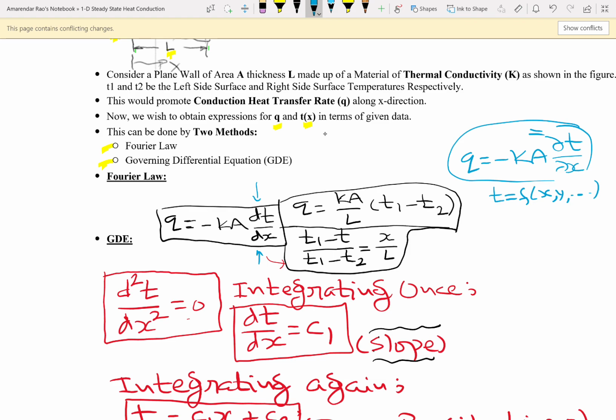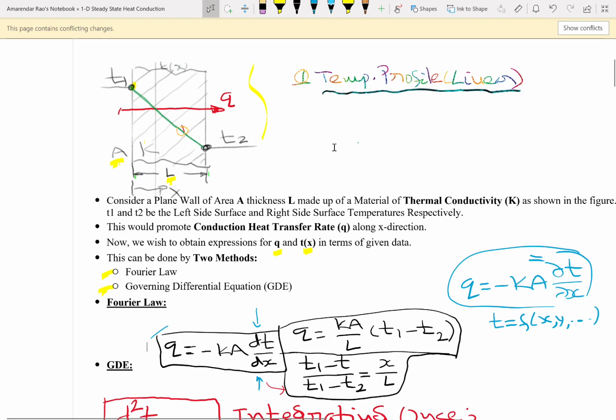And we can simplify this equation by the variable separable method, and we can find the heat transfer rate as Q is equal to KA by L times (T1 minus T2). And we may note that when T1 is more than T2, we are going to have heat transfer positive, that's along x direction as it is proposed. By chance if T1 is less than T2, Q will be negative, it will be going in the opposite direction. If T1 is equal to T2, there won't be any heat transfer.